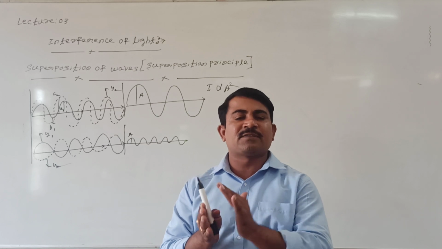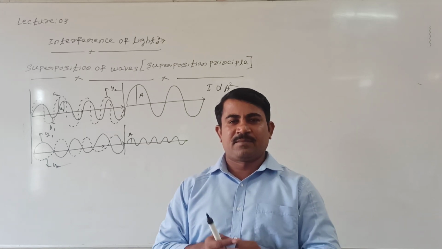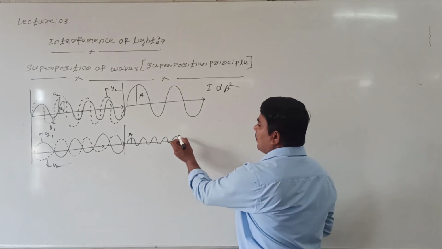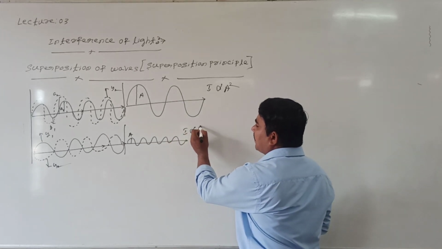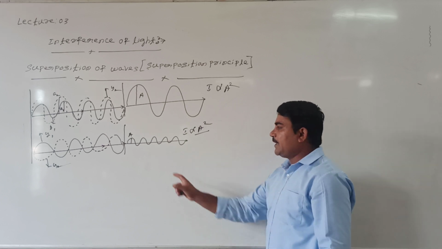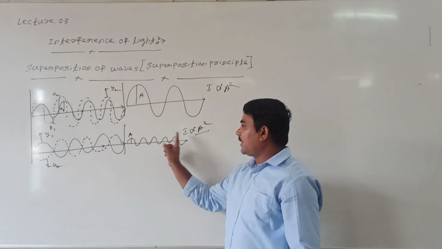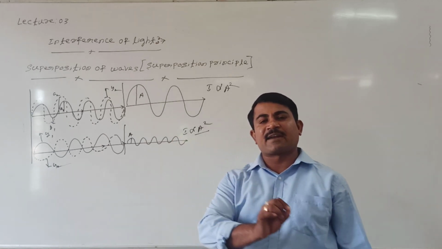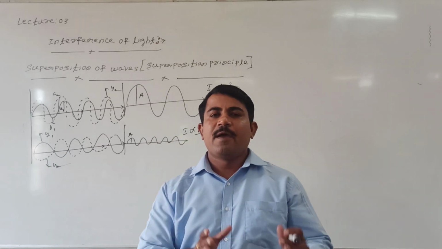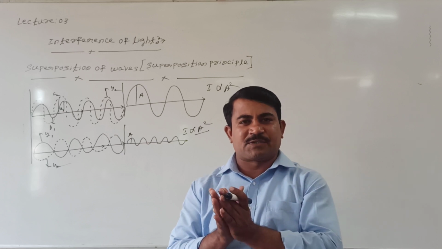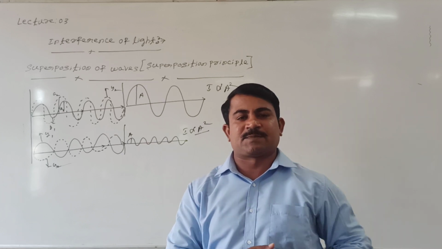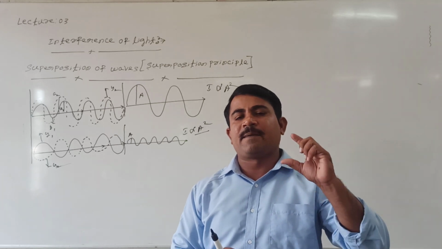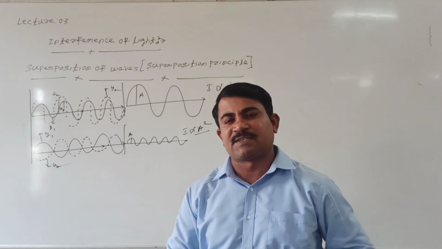Wherever there is more intensity, brightness is possible. Similarly, here the amplitude is smaller. Again, intensity is directly proportional to the square of the amplitude. Here the amplitude is less, so the intensity is less. Wherever intensity is less, darkness is possible. Maximum intensity, brightness is possible. Minimum intensity, darkness is possible. Or zero intensity, perfect darkness is possible, and maximum intensity, perfect brightness is possible.